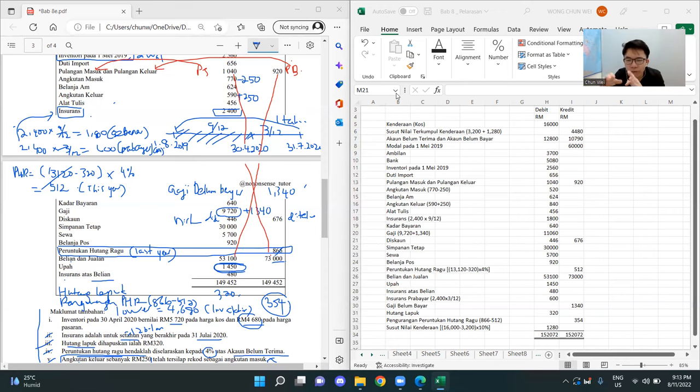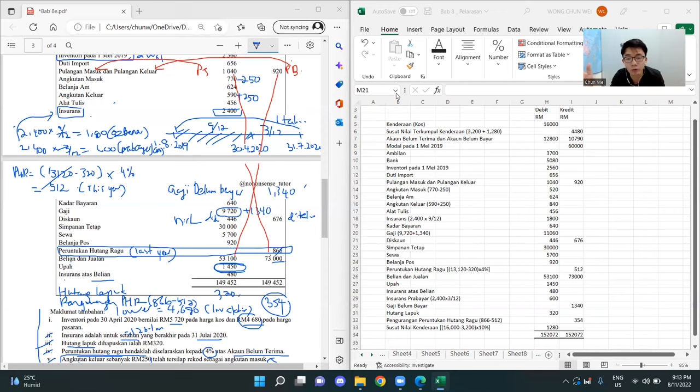Okay, that's the advanced professional level for accounting. So when you want to become an accountant, a chartered accountant in your future, a professional, then this is the pathway that you have to go through, having to sit for exams and so on.